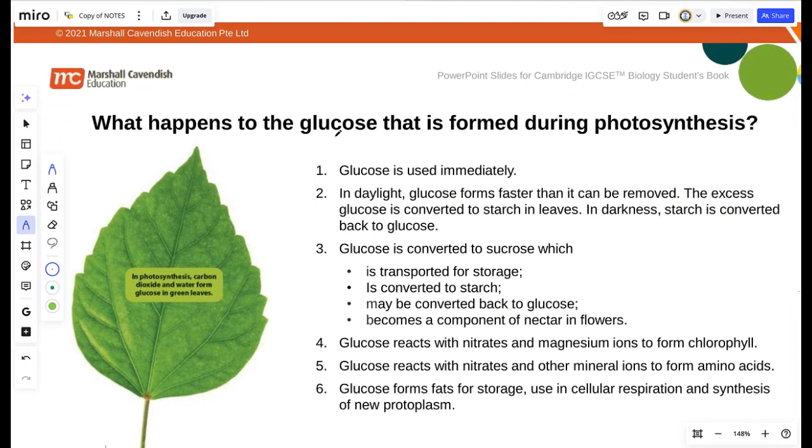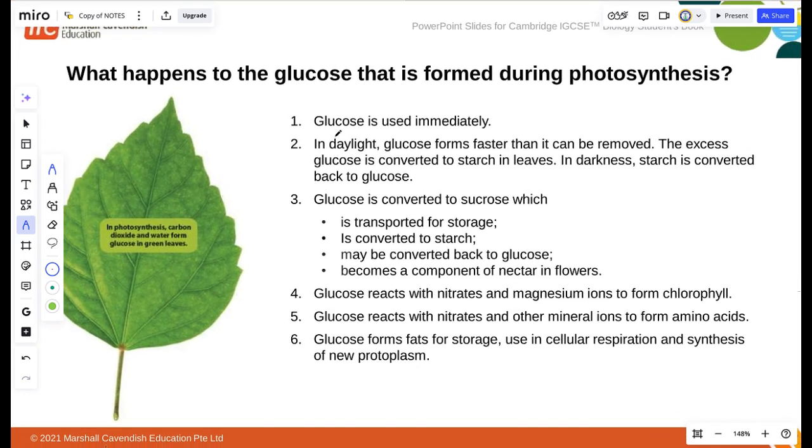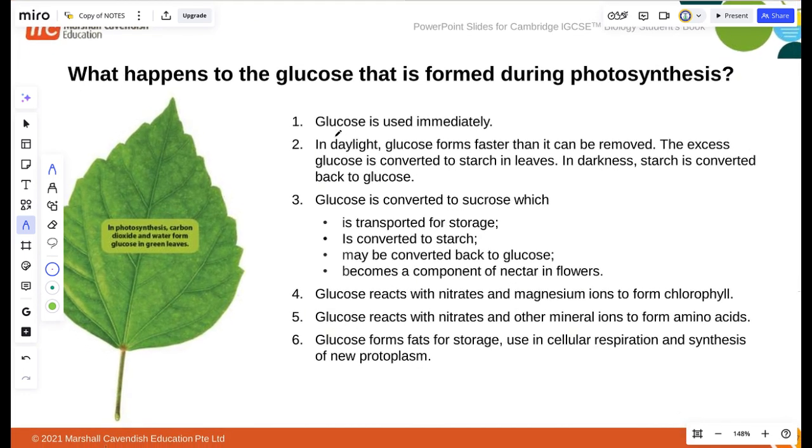Now, what happens to the glucose that is formed during photosynthesis? There are many things that happen to glucose that is made during photosynthesis. Number 1 is that the glucose is used immediately by the plant. When they make it and need it, they use it, right? Photosynthesis happens in the leaf of the plant; every plant's leaf is responsible for carrying out photosynthesis. When they make glucose, they use some and save the excess. They can't use everything because they manufacture a lot, so they save some and use some, right?